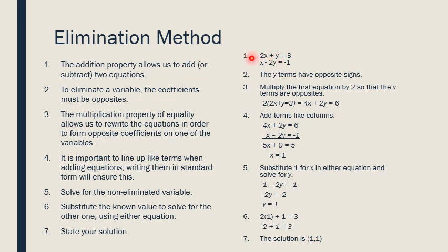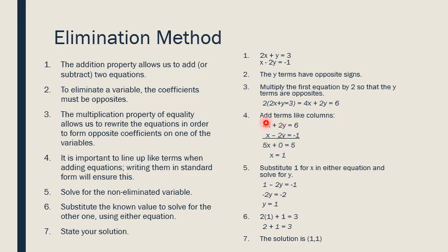If I multiply everything in the top equation by 2, I'll get 2y instead of just y, and that will be the opposite of negative 2y. So I know that when I add these two equations together, the y term will basically disappear or cancel out. So 2 times 2x plus y equals 3 gives 4x plus 2y equals 6. Now I'm going to set it up again, and you can see how nicely these two terms line up.